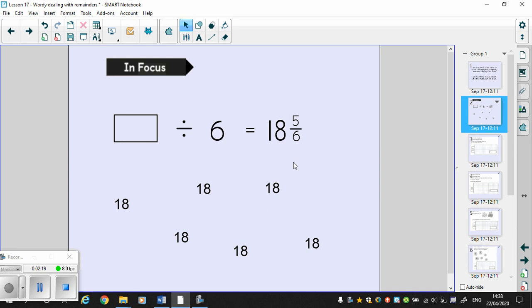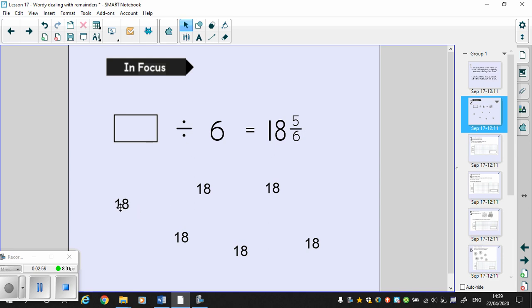Another way of looking at it is if we take a number and we divide it by 6 and we end up with 18 and something left over, that something left over becomes the numerator in the fraction part. That was what we were looking at in yesterday's lesson. So what we're actually saying is that each of the 6 people get 18 sweets and there are 5 sweets left over. So the number of sweets that we had to start with was 6 lots of 18 plus 5.